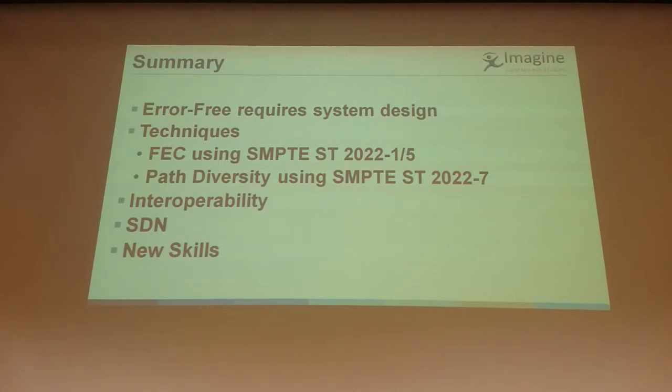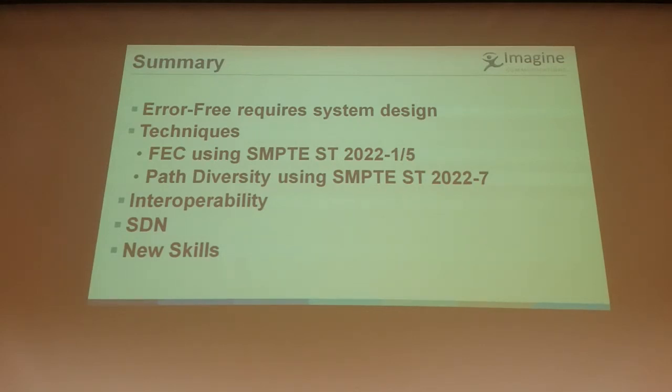Okay, so if you want to achieve error-free IP networks, you need to think about this. You need to do some system design up front. You need to think about the parameters of your system. You need to choose a solution that makes sense for you. If bandwidth is a bigger issue for you, forward error correction would have lower bandwidth.